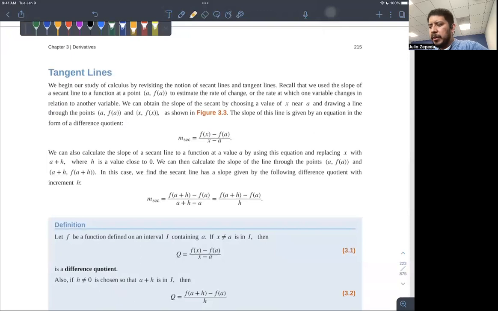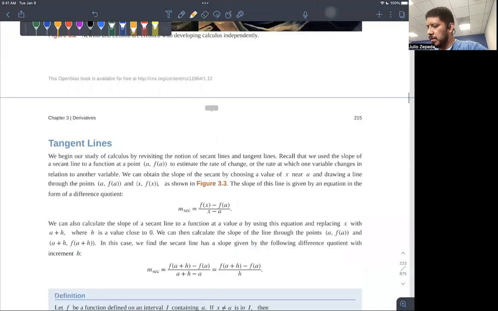We begin our study of calculus by revisiting the notion of secant lines and tangent lines. Recall that we use the slope of a secant line to a function at a point (a, f(a)) to estimate the rate of change, or the rate at which one variable changes in relation to another variable. We can obtain the slope of the secant by choosing a value of x near a and drawing a line through the points (a, f(a)) and (x, f(x)), as shown in figure 3.3.